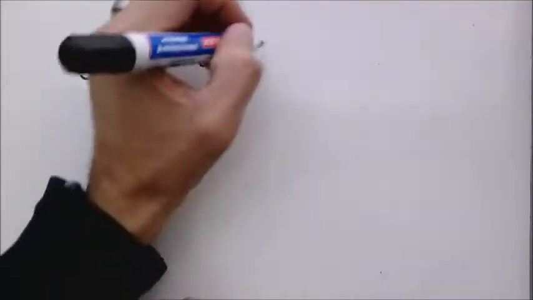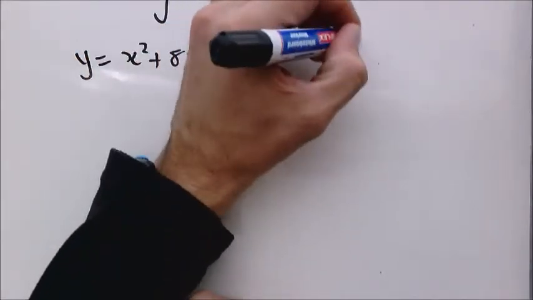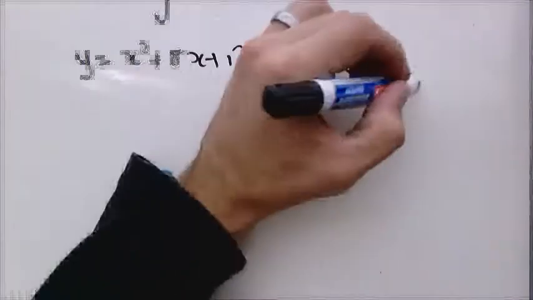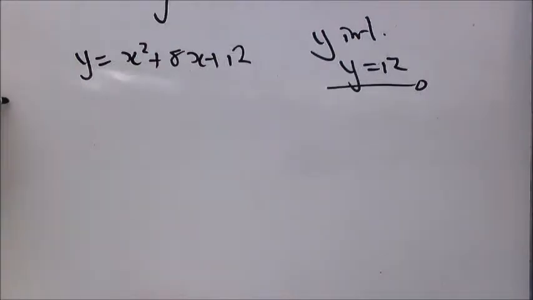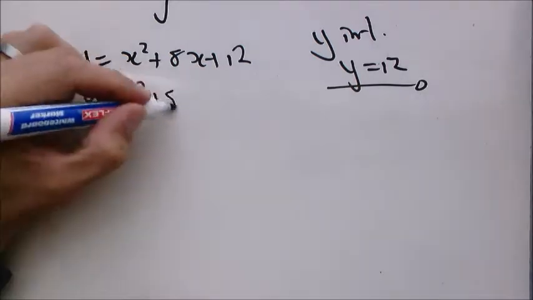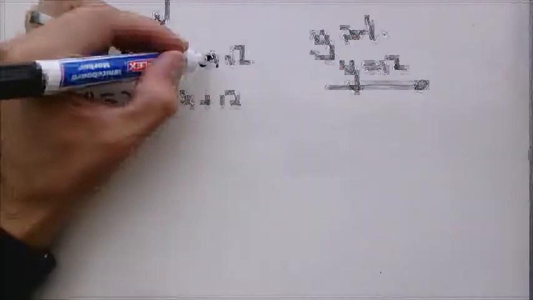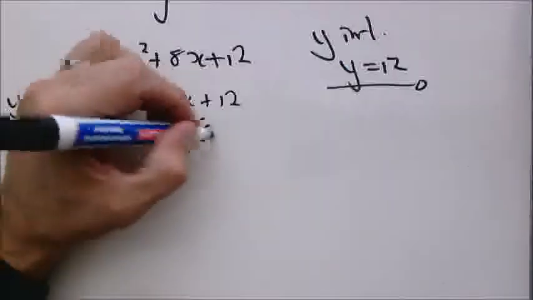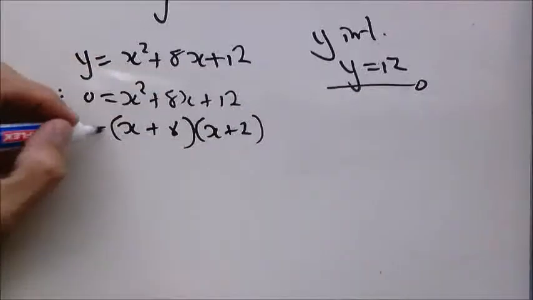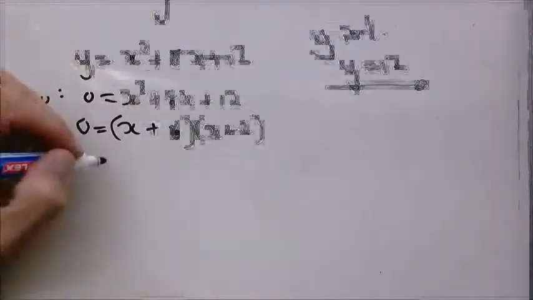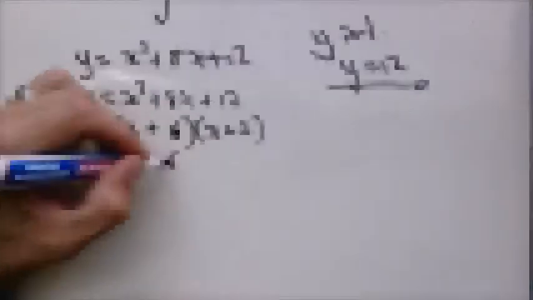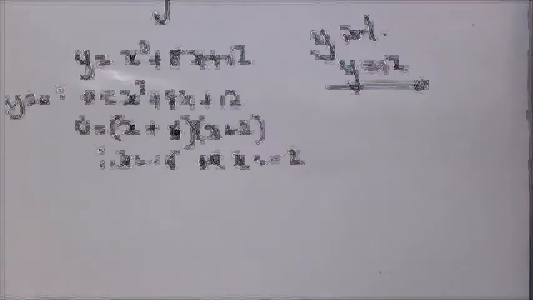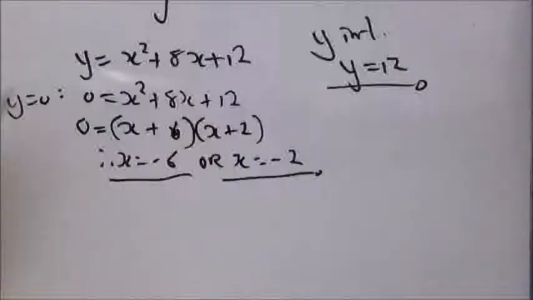Okay, so first things first, our y-intercept is equal to 12. We can immediately see that, right? Now we make y equal to 0 in order to get our x-intercepts. And this is a nice and easy one. We can just factorize. You can see it works out perfectly fine. Therefore, x equals negative 6 or x equals negative 2. So these are the x-intercepts.